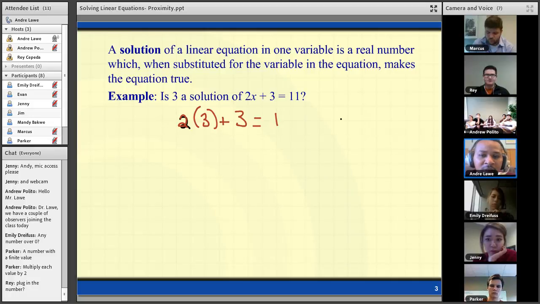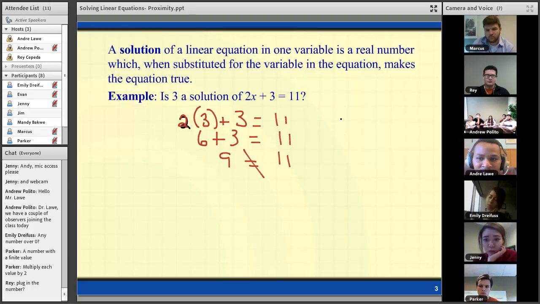Then we want to determine if there is equivalence between the left side and the right side of the equation. 2 times 3 would be 6. We're using our order of operations here to simplify the expression on the left. Then we add 3 to that, and there's 9 on the left, but there's 11 on the right. So this is not equal. We could say that 3 is not a solution to this equation.